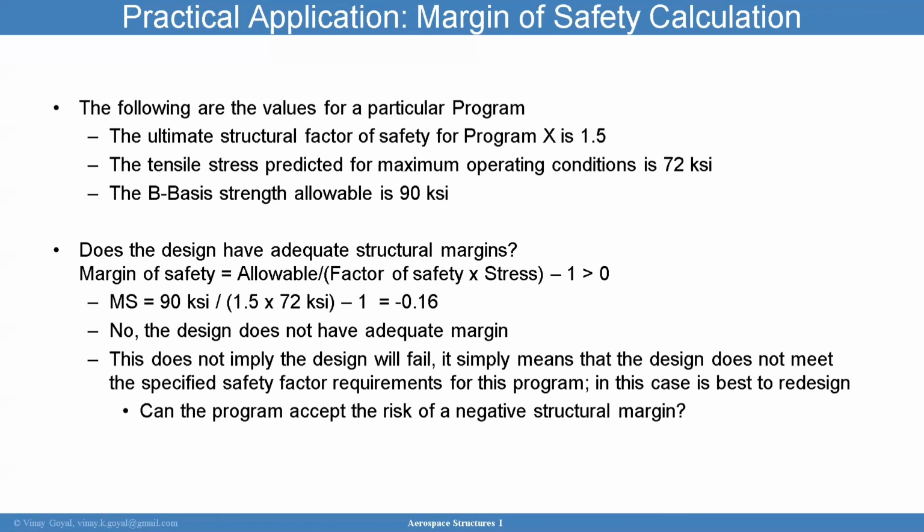In this case, what is recommended is to redesign it and/or have the program evaluate the risk of having a failure in this location and assess whether this negative structural margin can be accepted through a waiver, or some way of maybe you do testing, or you find ways to get happy with it. But that is not the ideal scenario, and you definitely want to address it because the factor of safety is there for a reason.